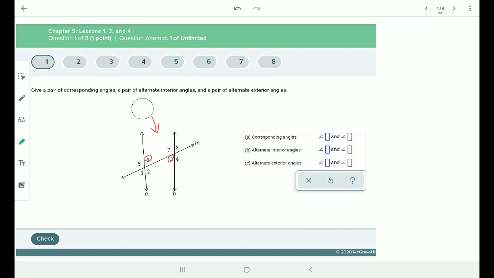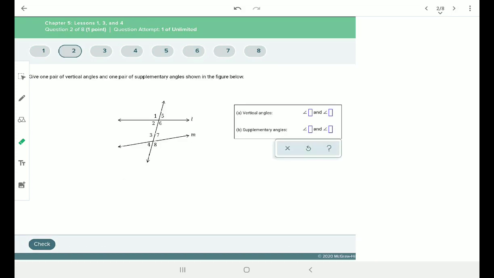Similarly with alternate exterior angles, they are outside the parallel lines, and they have to be opposite each other in a similar way. So for example, like 5 and 4, those would be alternate exterior angles. Okay, so hopefully that makes sense and helps out with number 1.